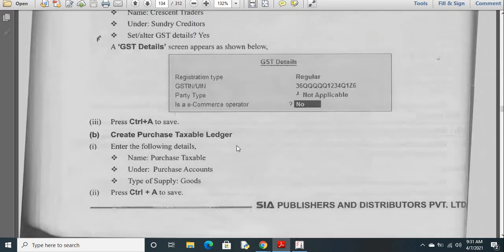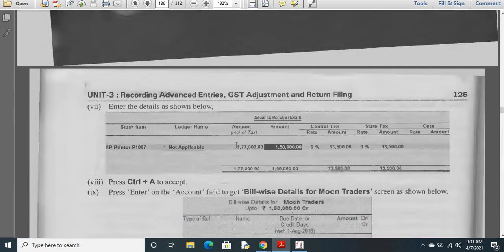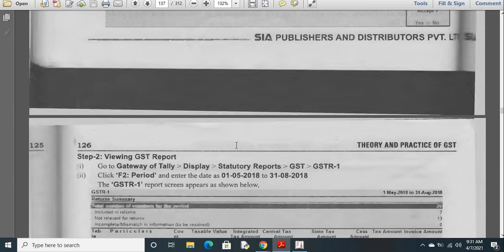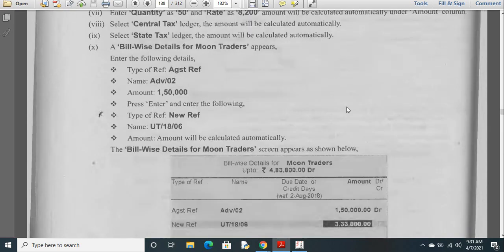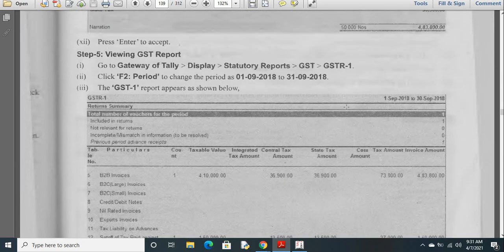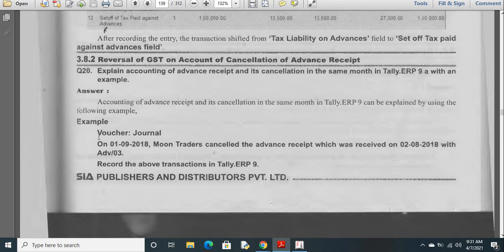And after this, how to cancel the advance. So he has given 2 advances. We have received 2 advances, but now he wants to cancel one advance, that is the 80,000 amount. So we'll see how to enter the transactions. Reversal of GST on account of cancellation of advance receipt. So here, accounting of advance receipt and its cancellation in the same month in Tally. In the first, Moon Traders cancelled the advance receipt which was received on 2nd August.